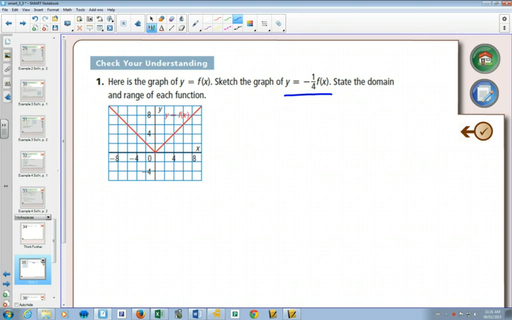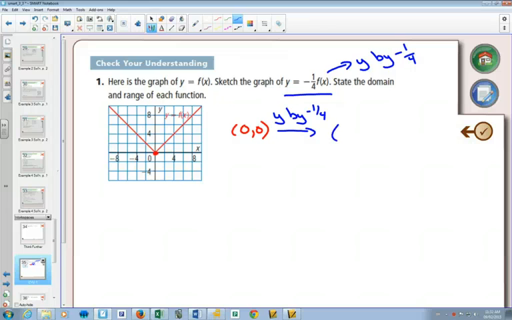That means it's affecting the y. So this tells us all we have to do is multiply our y values by negative 1/4. If we take some key points on our original graph, 0, 0 is a key point on our original graph. And if you multiply your y by negative 1/4, you will still get 0, 0 when you do that.